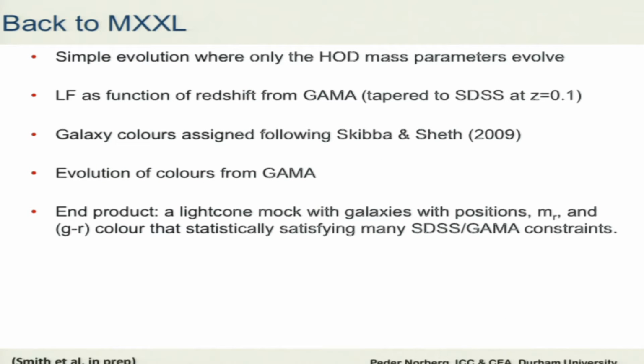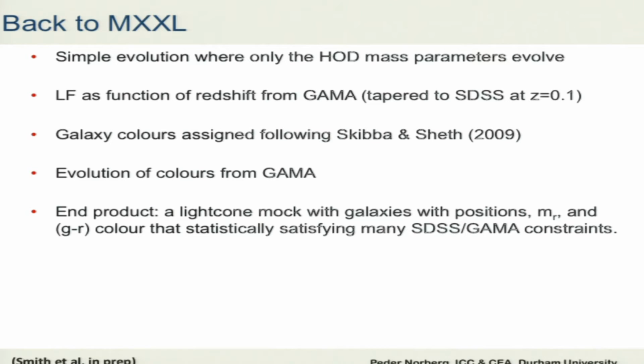Anyway, back to MXXL. We have a simple evolution where only the HOD mass parameters evolve. That's what we've chosen to do, given the uncertainty of the other parameters. Note also that because we limit ourselves to lower redshifts, looking back at these diagrams of the mass parameters, there is very little evolution in some of these parameters up to redshift 0.75 or even 1. They're pretty flat. So if you model this one first as a linear relation, where the others are pretty flat, again a broken power law, you get quite a good measurement out.